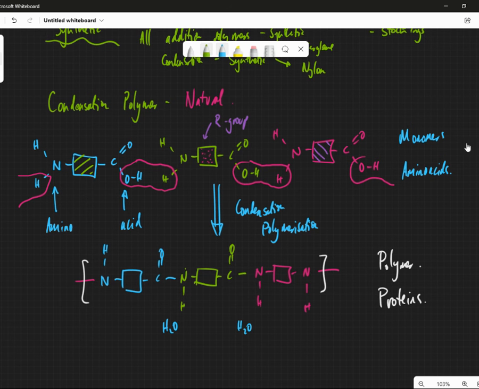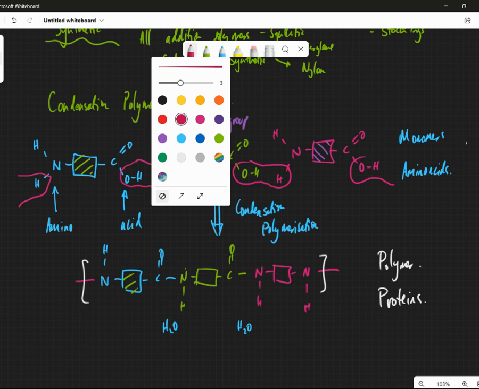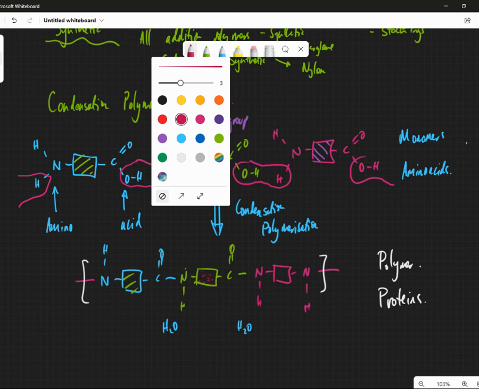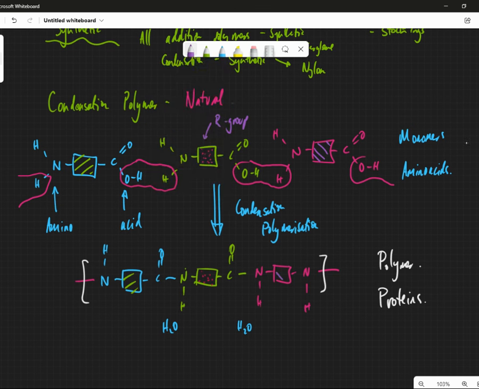Let me color them in because we should make it nice. This one got dots for some reason. Why on earth did I do that? And this one got lines there. All right, so this is a protein.